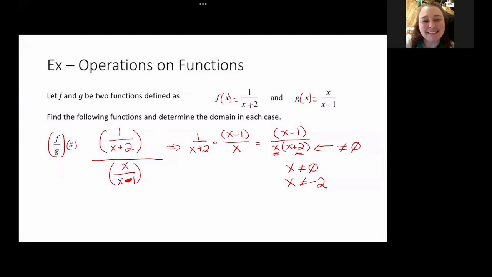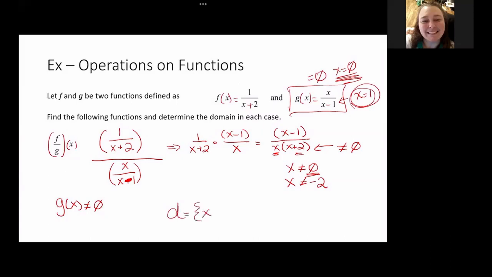Now, there was one other caveat. Remember, g of x could not be equal to 0. So g of x equals 0 when x equals 0. So we need to add that in there too. Already there though. But g of x is undefined when x equals 1. So we need to add that one. Okay, so your domain is going to be all x's such that x cannot be equal to minus 2, x cannot be equal to 0, and x cannot be equal to 1.